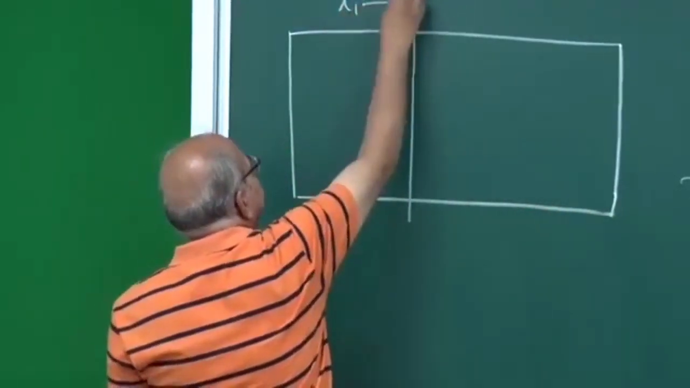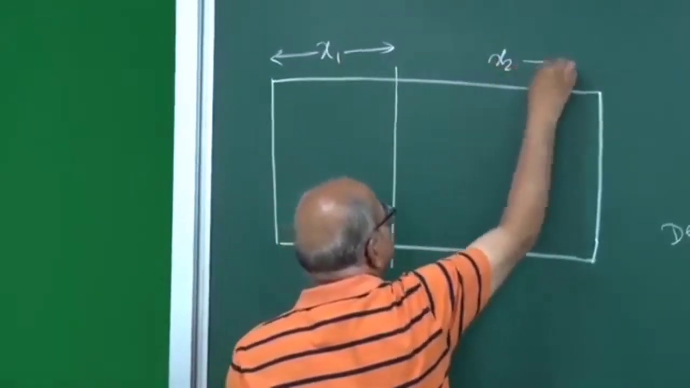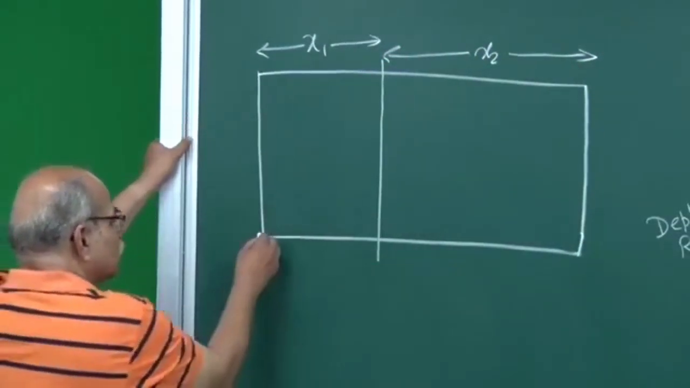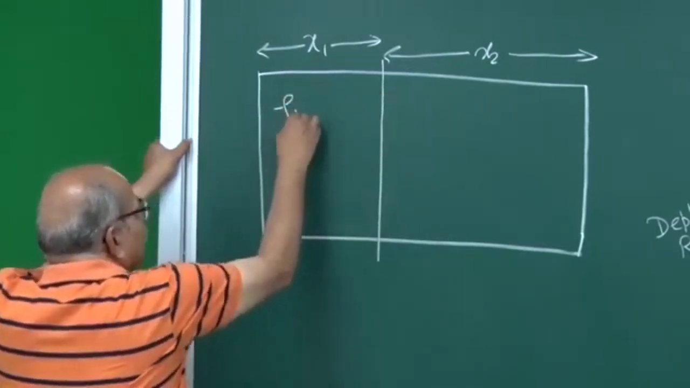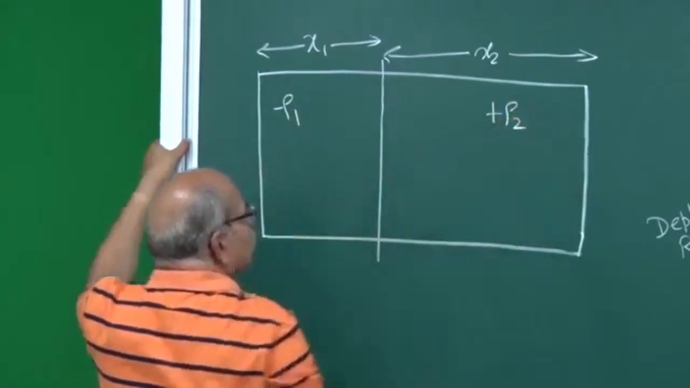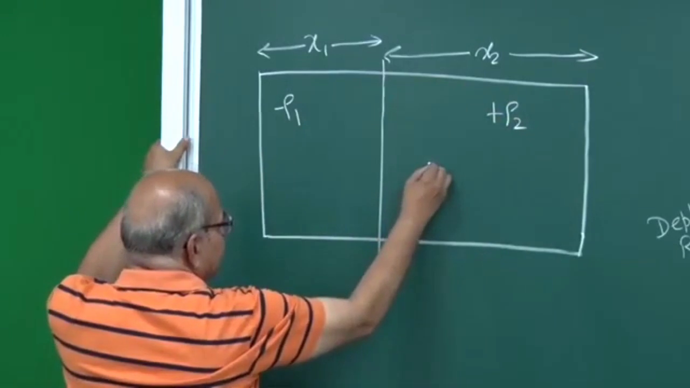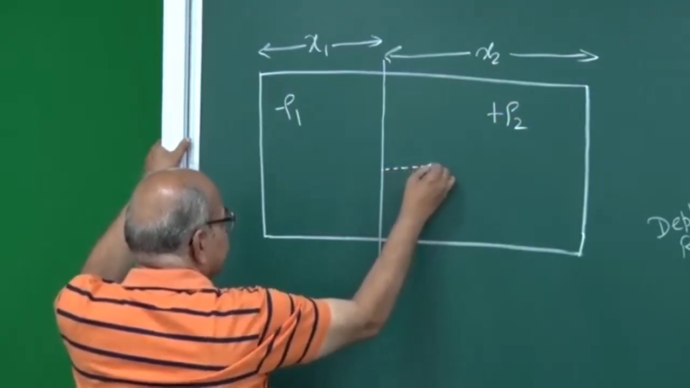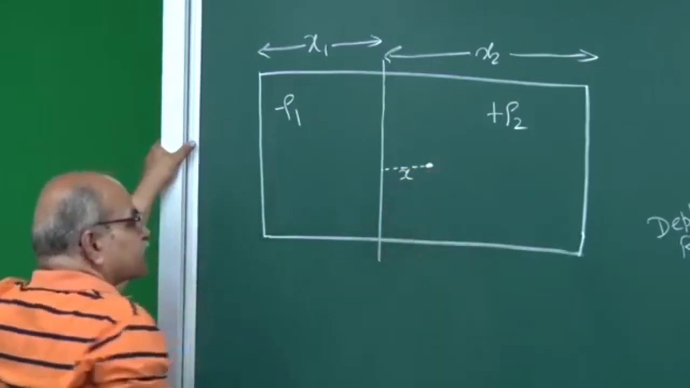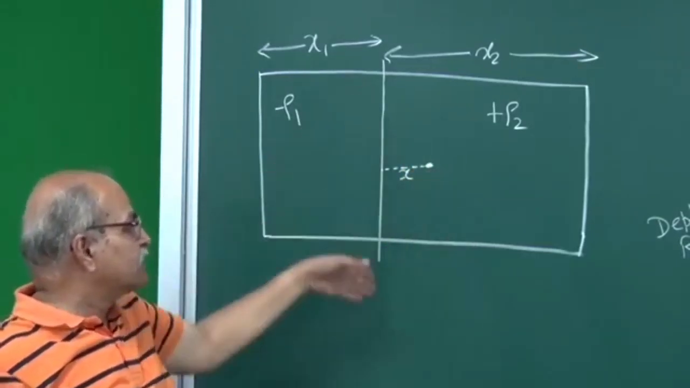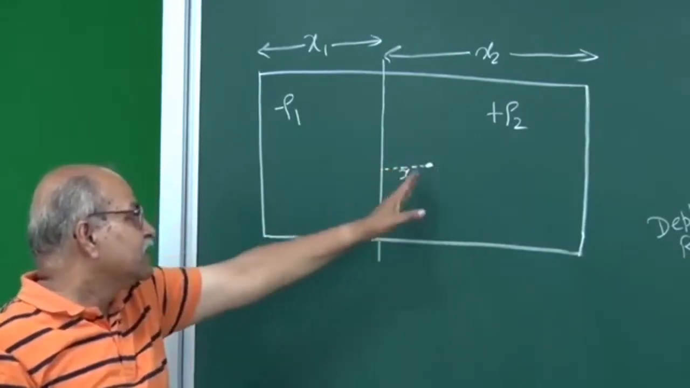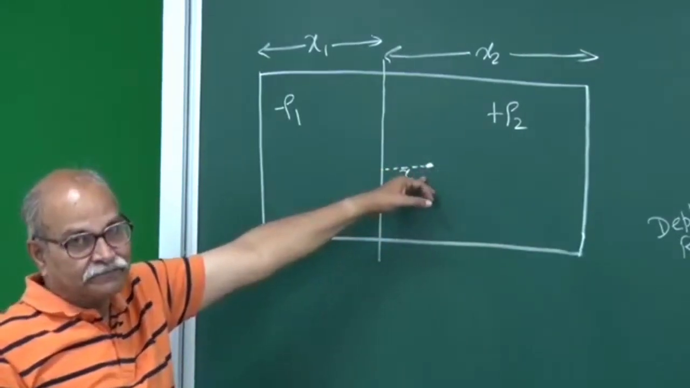So this is x1, and this is x2, and this is the junction. Up to here you have that negative charge, minus ρ1. In this whole region you have minus ρ1, and in this whole region you have plus ρ2. Suppose I need the electric field at this point, at some distance which I will call x. This is x equal to 0, the junction is x equal to 0. So at distance x, on the n-type side, I'm putting a point here. What is the electric field at this point?